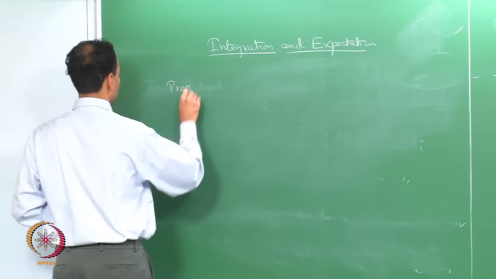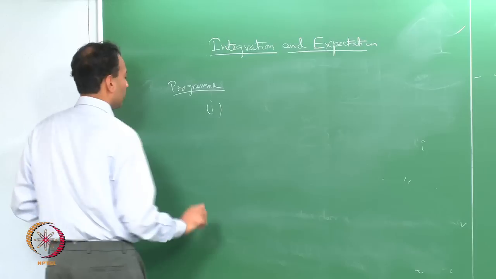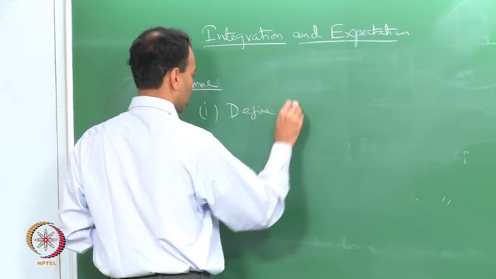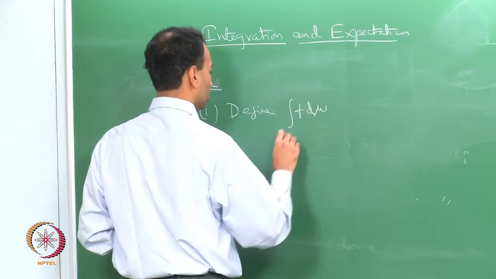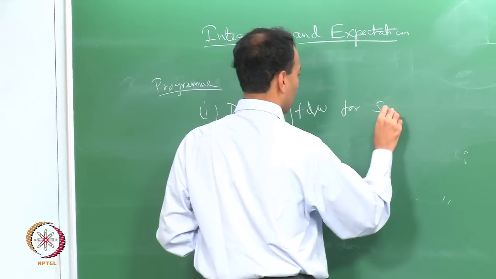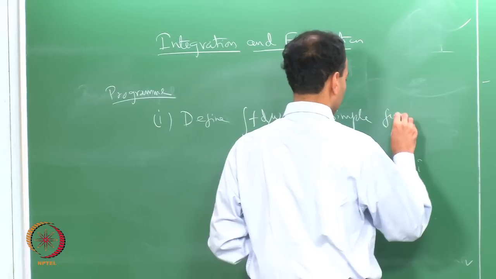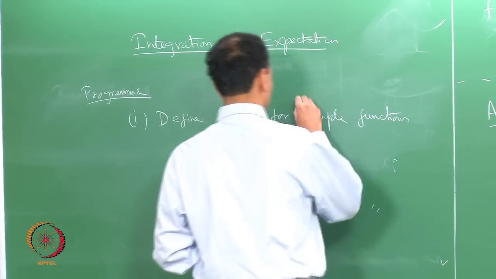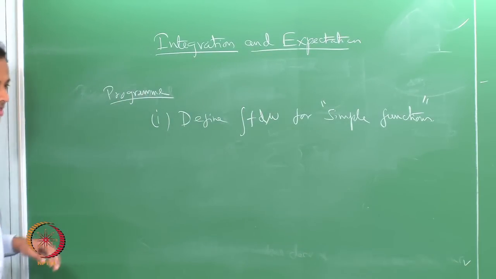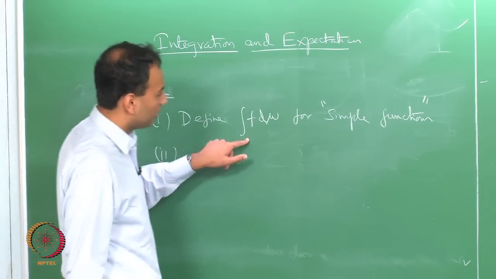So the program will be as follows. First you will define the integral f d mu for simple functions, what are known as simple functions. I haven't told you what a simple function is either, right? I will tell you that. So this integral f d mu is over the whole space.